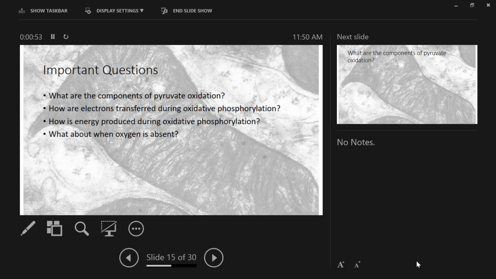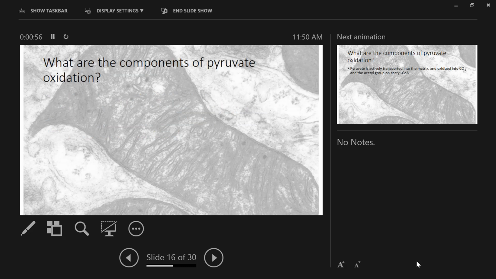Okay. All right. So first question, what are the components of pyruvate oxidation? Pyruvate oxidation. All right. So we talked about this already, but pyruvate oxidation and the Krebs cycle take place where? Inside the mitochondrial matrix. So pyruvate has to be transported into the matrix where there's a lot of it waiting for access to an enzyme to facilitate its oxidation.